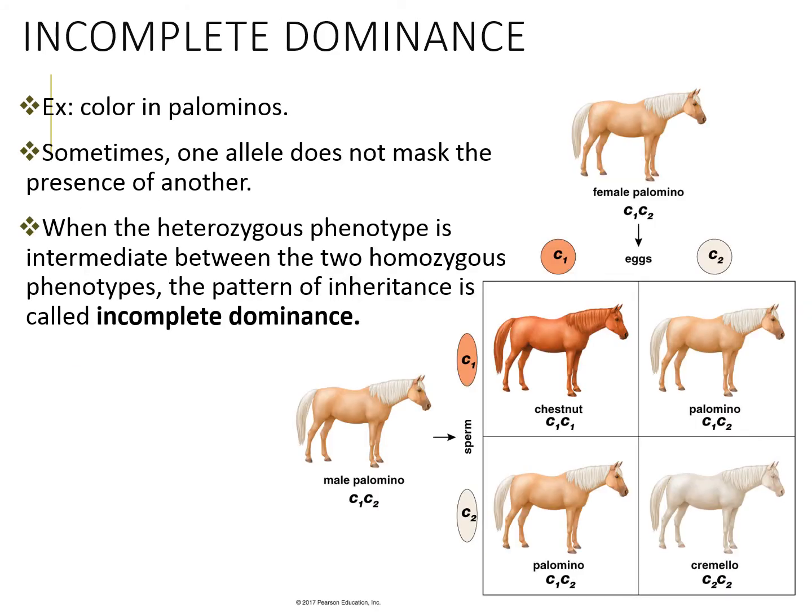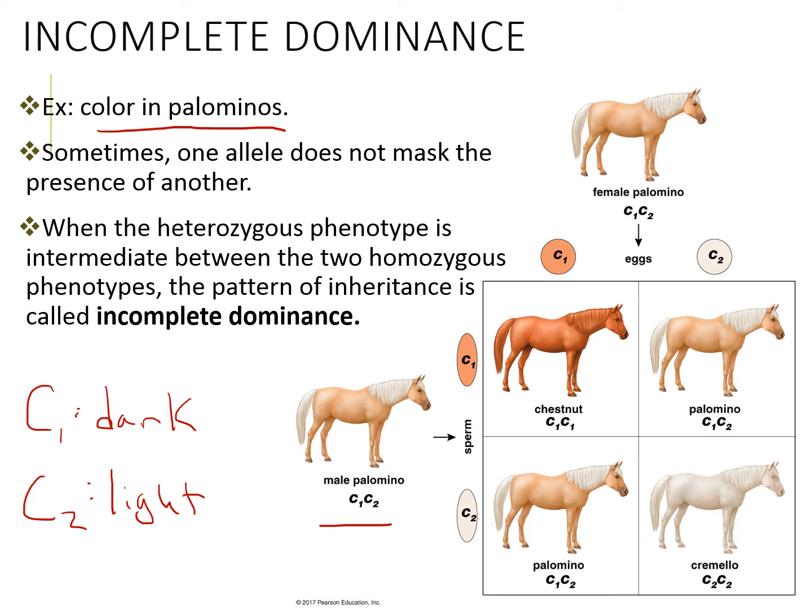So here are a few examples. Incomplete dominance is one, and we'll look at the example of color in palominos. Sometimes one allele does not mask the presence of another, but there's more of a blending. So when the heterozygous phenotype is intermediate between the two homozygous phenotypes, the pattern of inheritance is called incomplete dominance. So if we look at a cross between two heterozygotes, let's look at the one on the bottom, male palomino, C1, C2. We're just going to say C stands for color. We'll say C1 stands for a darker color allele. And then C2 is another allele that stands for a lighter color in the fur, in the hair.